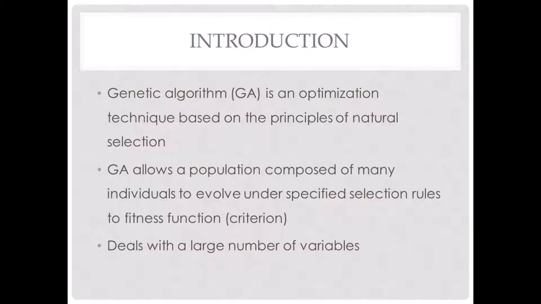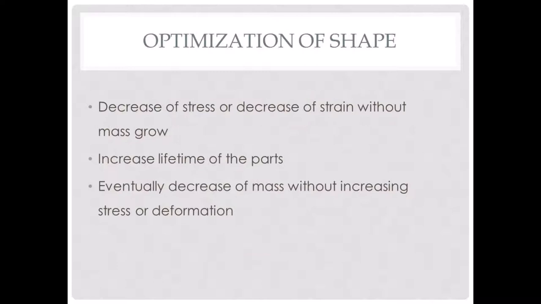Thanks to this algorithm, we can deal with a large amount of variables. And these variables describe the shape of the part. When we change the shape of the part, we can decrease stress or strain without mass growth. We can increase the lifetime of the parts, or eventually decrease mass without increasing stress or deformation.